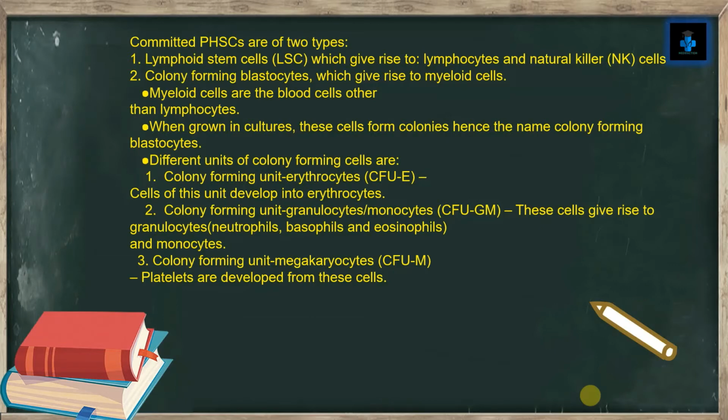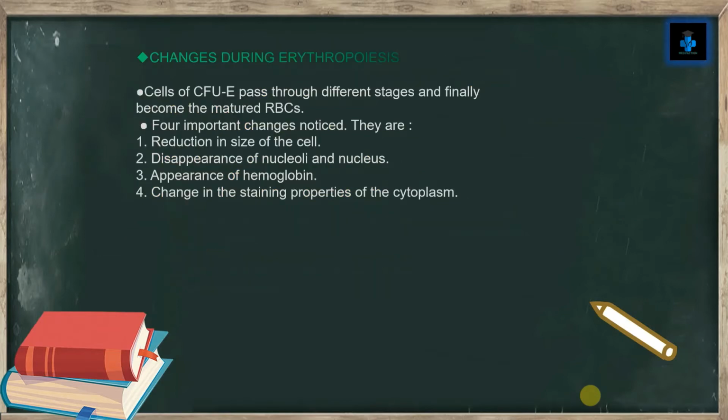Different units of colony-forming cells are: number 1, colony-forming unit erythrocytes, in short we call them CFUE. Cells of this unit develop into erythrocytes. Number 2, colony-forming unit granulocytes or monocytes. These cells give rise to granulocytes. The granulocytes are neutrophils, basophils, and eosinophils, and monocytes come under the agranular division of the WBCs. Number 3, colony-forming unit megakaryocytes. In short, we call them CFUM. Platelets are developed from these cells.